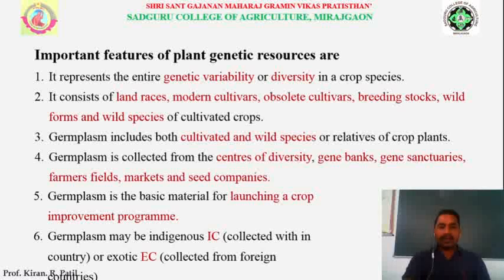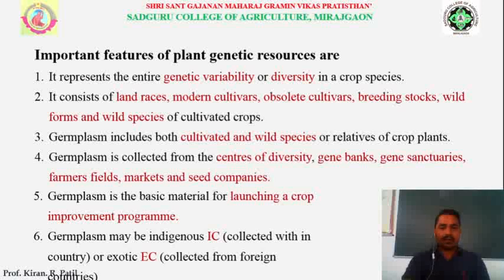These resources represent the entire variability or diversity in a crop species. They consist of landraces, modern cultivars, obsolete cultivars, breeding stock, breeding forms and wild species of cultivated crops. The germplasm includes both cultivated species and wild species or relatives of a crop plant. We can collect germplasm from centers of diversity, gene banks, gene sanctuaries, farmers' fields, markets and the stock of seed companies.